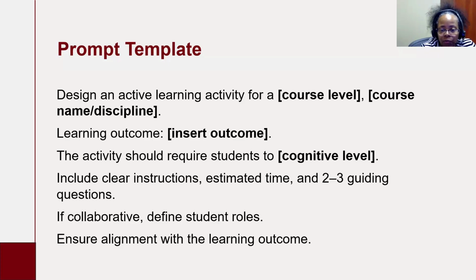We also ask for clear instructions and an estimated time. Clarity and structure support student success. So including 2 or 3 guiding questions ensures that the activity prompts higher order thinking rather than vague participation. If the activity is collaborative, we ask the AI to define student roles. That helps prevent unstructured group work and clarifies expectations.